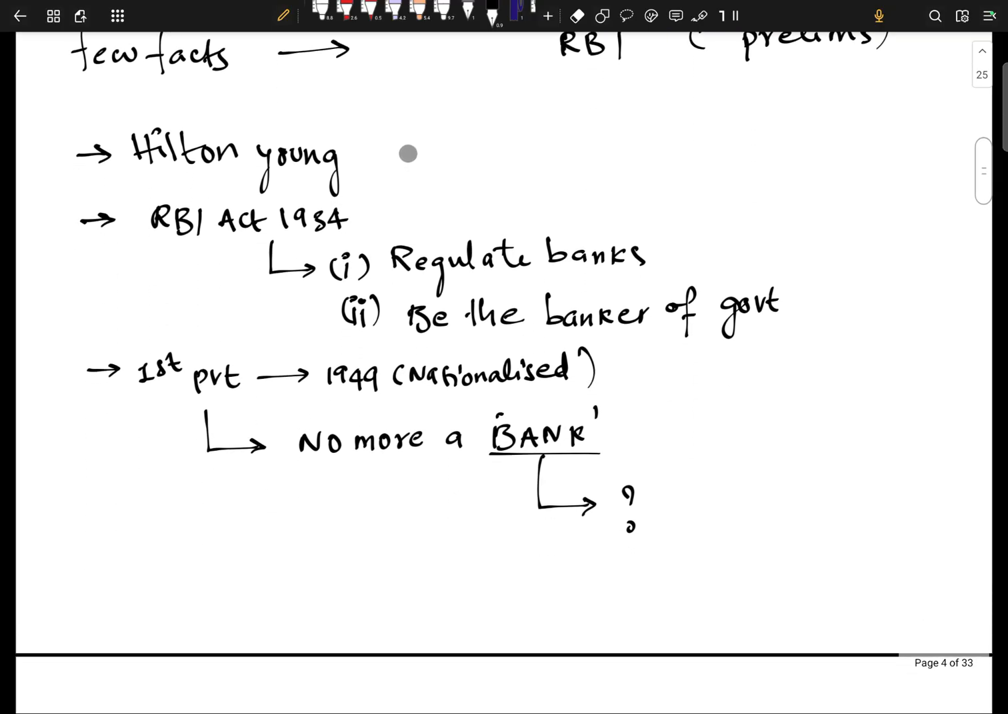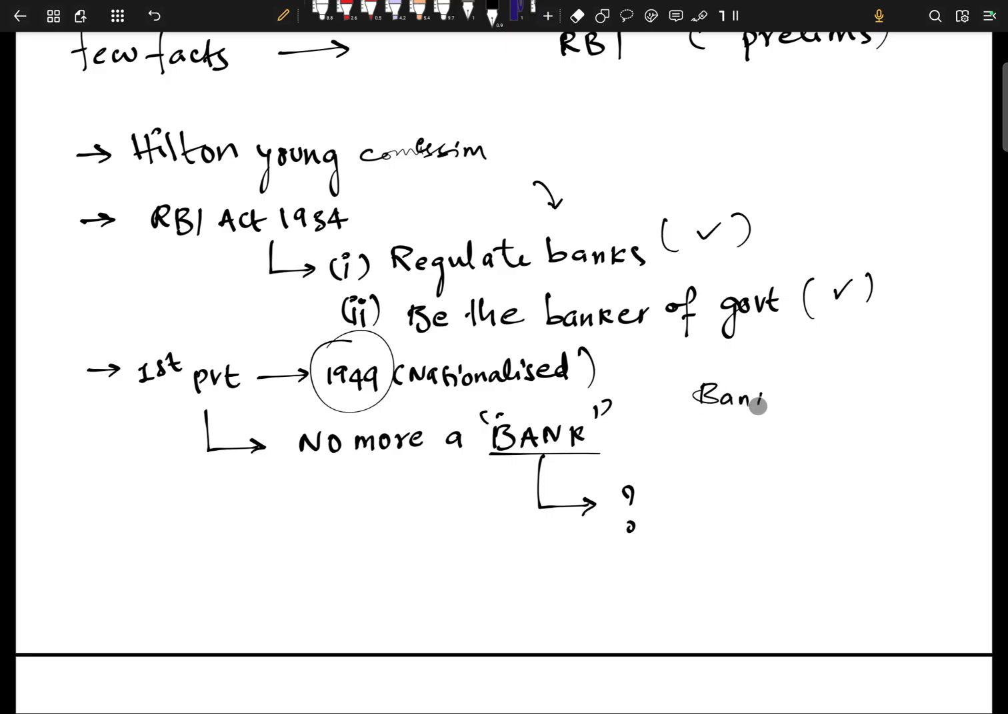It was established through the recommendations of the Hilton Young Commission through the RBI Act 1934 with two major functions, that is, one, to regulate the banks within India, two, be the banker to the government. But later in 1949, RBI was nationalized, and since then it technically is no longer a bank. I said technically it is no longer a bank.